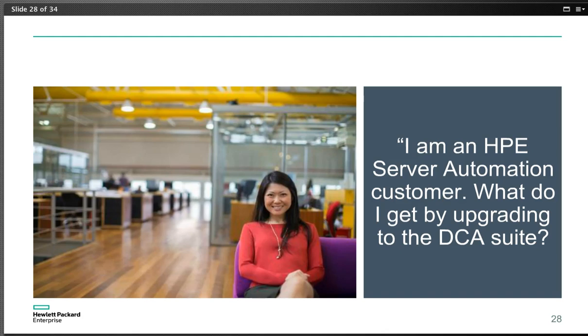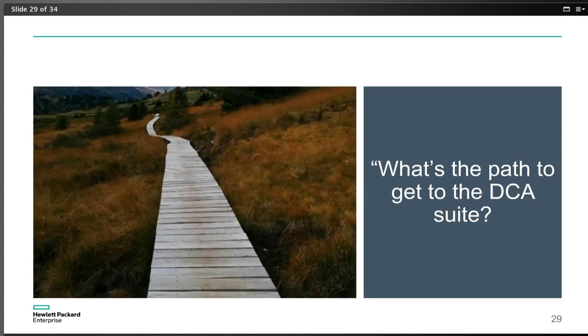Okay. So then once the benefits are understood, Vikram, the natural question that follows is, what's the path to get to the DCA suite? That's a very good question, Siba. So we've introduced with the DCA release a customer appreciation program that offers an upgrade path for our SA customers to the DCA suite's premium tier, which essentially encapsulates all the capabilities that the SA customers have today by way of SA, as well as adds to that the three elements that I just described.